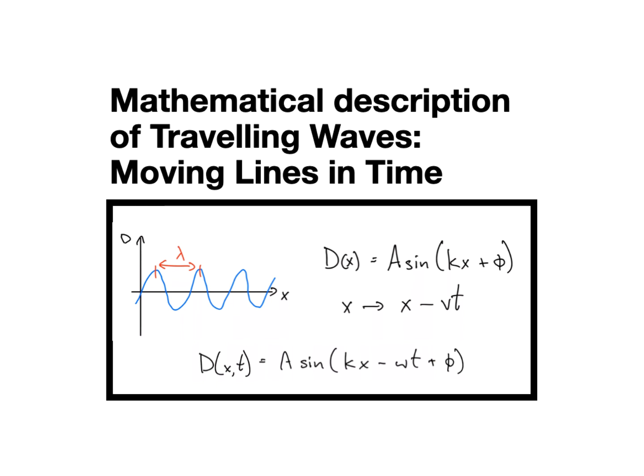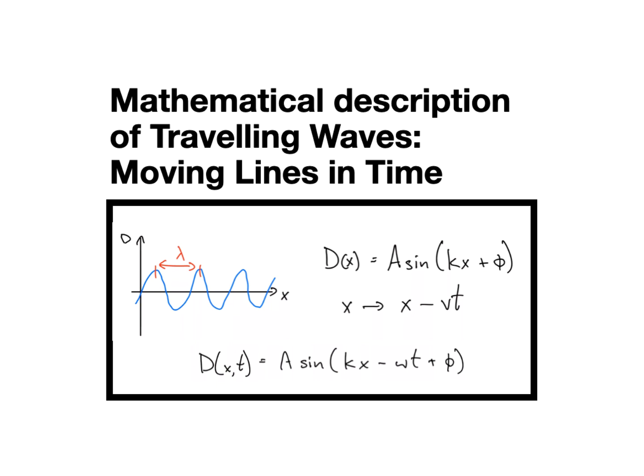Hello everyone. So what I'd like to do is take some time to show how we arrive at the equation for a traveling wave. The equation for a traveling wave has a very specific combination of variables in it. It has kx minus omega t or kx plus omega t. And I just want to show where that comes from and why that makes for a traveling wave, right? Like why that makes a wave move.